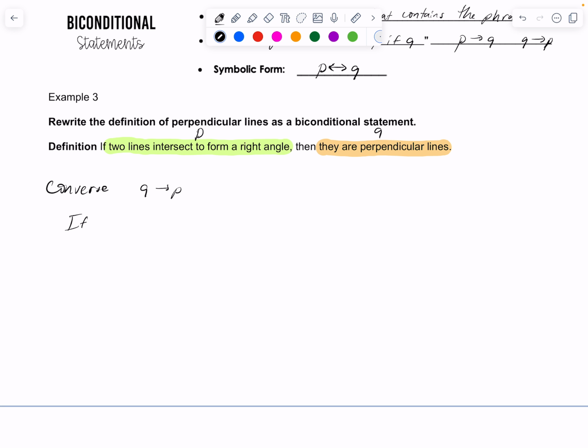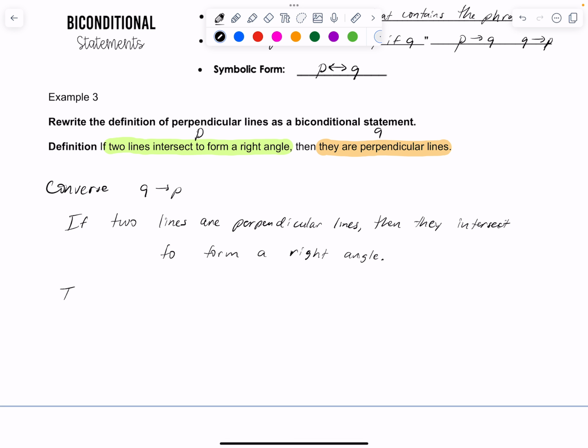So if two lines are perpendicular lines, then they intersect to form a right angle. Okay, and if you read this statement, you can see the statement is also true. All right, so because the conditional statement was true and because the converse is true, this is what we call a biconditional statement. So I can write this definition using the if and only if phrase.